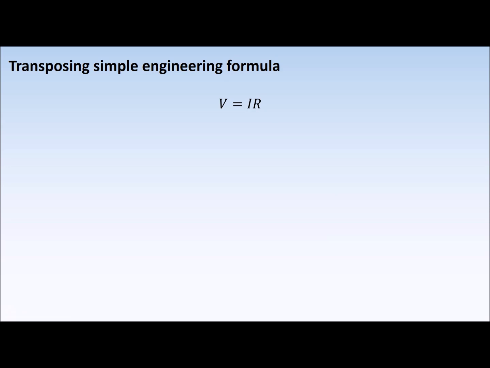Moving on to the next one. So this is our Ohm's law formula. For this formula we have voltage equals I. It might sound strange, but this I is for current and R is for resistance. In algebra these two are side by side, so that means it's going to be V equals I times R.